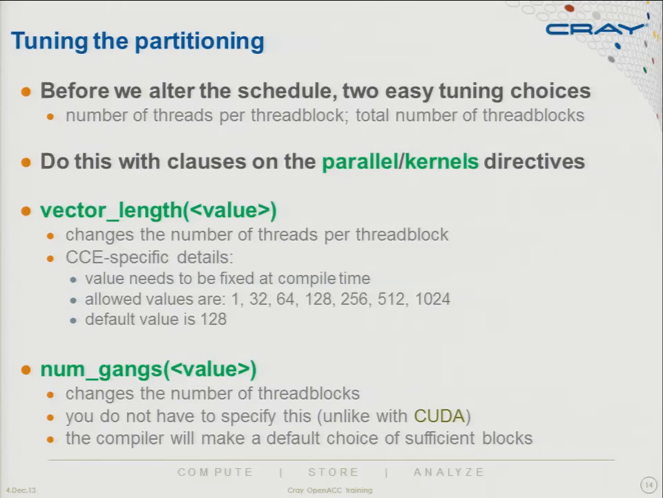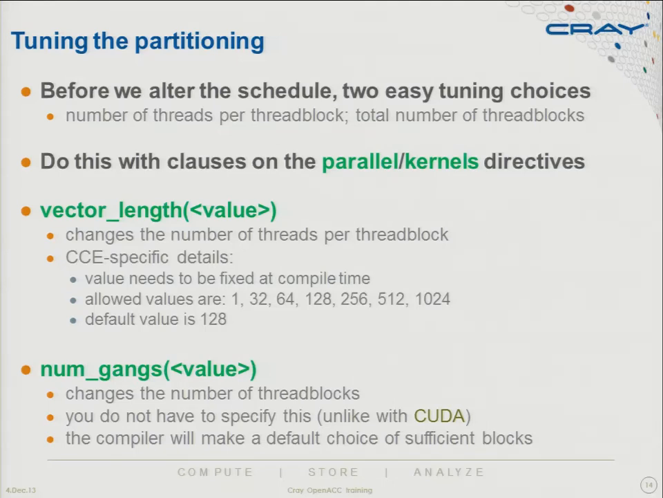There are two easy tuning choices you can do early on. If you were doing CUDA programming, you would often vary the number of threads per block to see if the performance changed. You can do that with OpenACC by adding a clause called vector length and then a value. For the Cray compiler, they have to be powers of 2. The default is 128, but it's worth varying it to see if it changes anything. It has to be fixed at compile time.